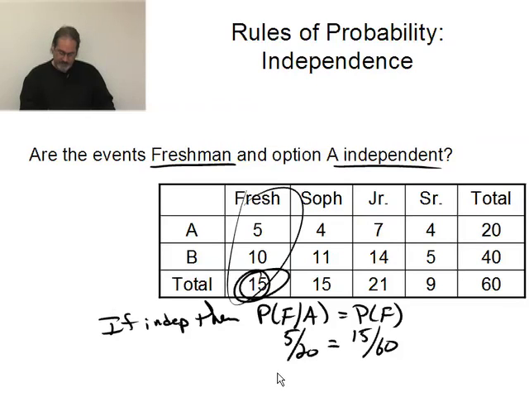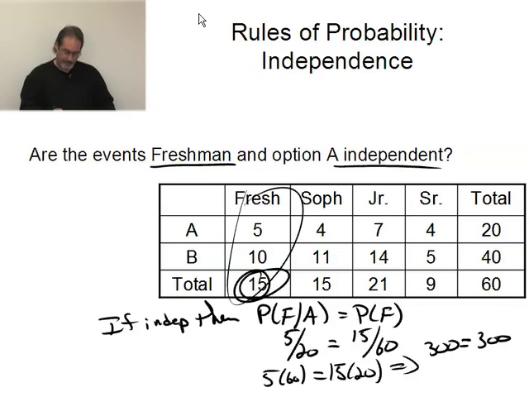So are those equal? Well, that can only happen if 5 times 60 happens to be equal to 15 times 20. Well, 5 times 60 is 300, and 15 times 20 is 300. So they are equal. Therefore, the conclusion is that the events freshman and event A, which I believe was the shorter Christmas break, are independent of each other.